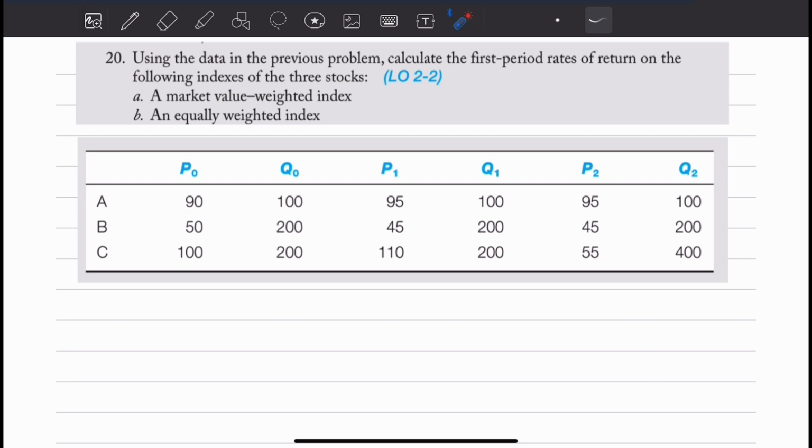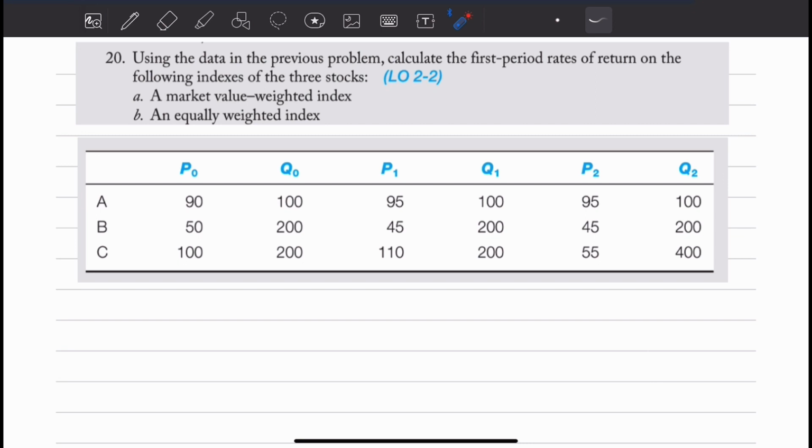In this particular video we're going to be looking at problem number 20, which is going to be the last problem in this chapter's tutorial series. Okay, so let's read the problem together. It says, using the data in the previous problem, which was problem 19, calculate the first period rates of return on the following indices of the three stocks.